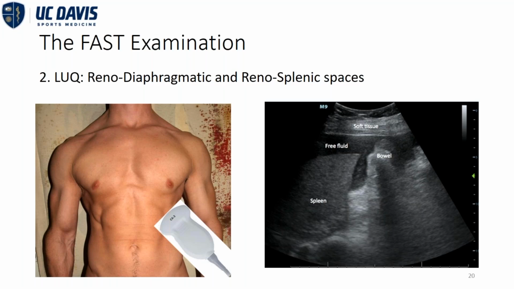Now, the spleen is the most commonly injured intra-abdominal organ. However, even with a splenic laceration, you're more likely to see blood in the right upper quadrant due to the right pericolic gutter being deeper than the left pericolic gutter.